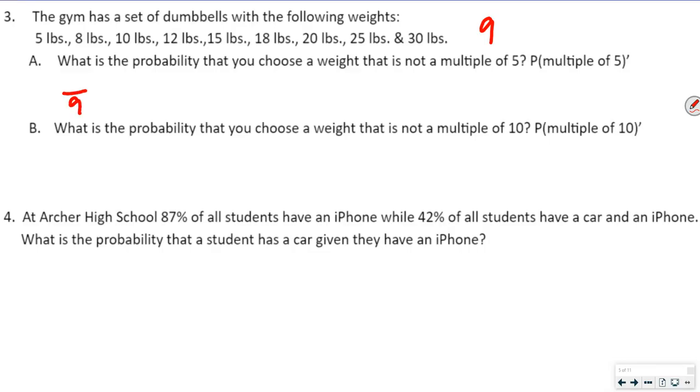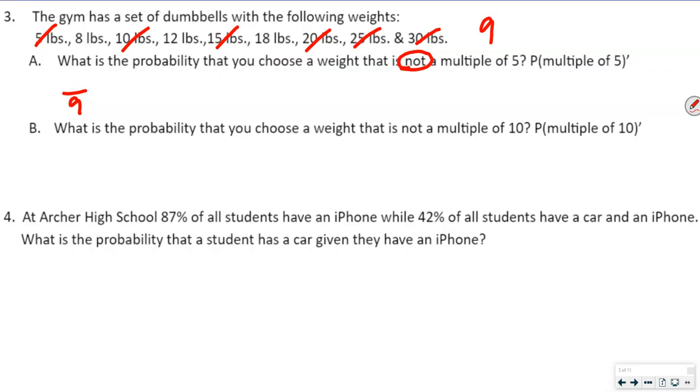And it says, what's the probability you choose a weight that's not a multiple of 5? Well, our multiples of 5 are 5, 10, 15, 20, 25, 30, 35, 40, 45, 50, right? Okay, so notice this word not. We don't want a multiple of 5. We want everything that's not a multiple of 5. So that means it would be not, right?